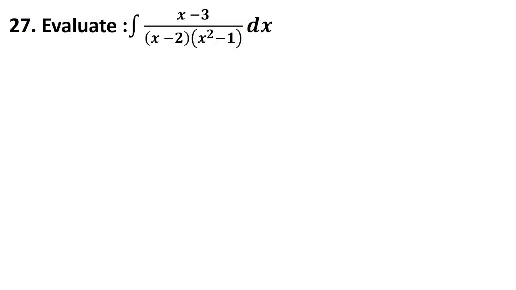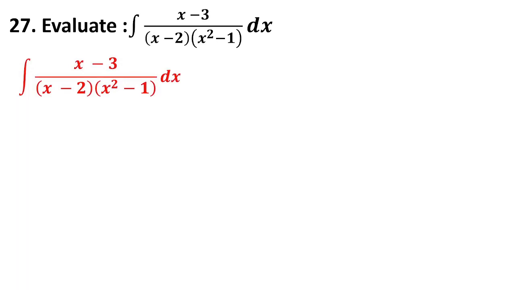Question number 27. Evaluate the integral of x minus 3 by (x minus 2) into (x square minus 1). Here all of you will be tempted to do it directly. The denominator contains a linear factor and a quadratic factor. Therefore, you will try to do this problem by partial fraction, a upon x minus 2 plus bx plus c upon x square minus 1. That is also correct. But if the denominator can be factorized, then factorize it so that the integration by partial fraction will be simpler.